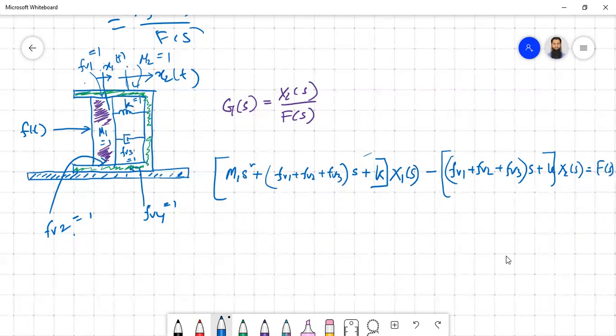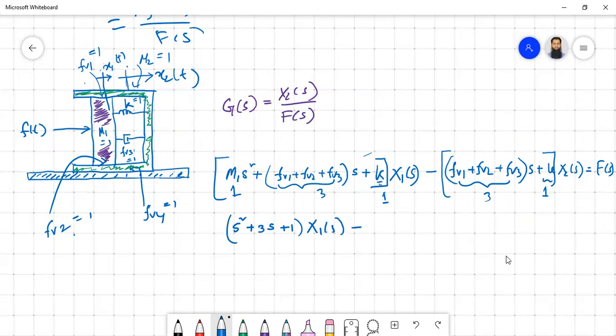So now let us write in terms of numerical values. M1 is 1, so 1. These are also all 1, so we can write 3s. This is also 1. This is 3. This is 1. So what you can write is (s square plus 3s plus 1) X1(s), minus (3s plus 1) X2(s), equal to F(s).